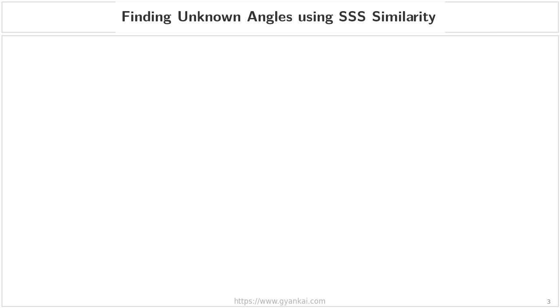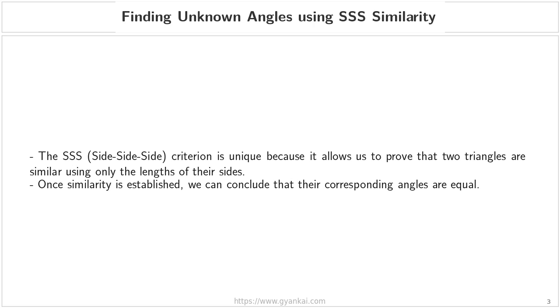Finding unknown angles using SSS similarity. Now that we've seen how parallel lines help us find equal angles for the AA criterion, let's shift our focus to a different approach. On this slide, we are looking at the SSS, or side-side-side, criterion. What makes SSS so unique is that, unlike the previous method, it allows us to prove two triangles are similar using only the lengths of their sides, without needing to know any angles beforehand.